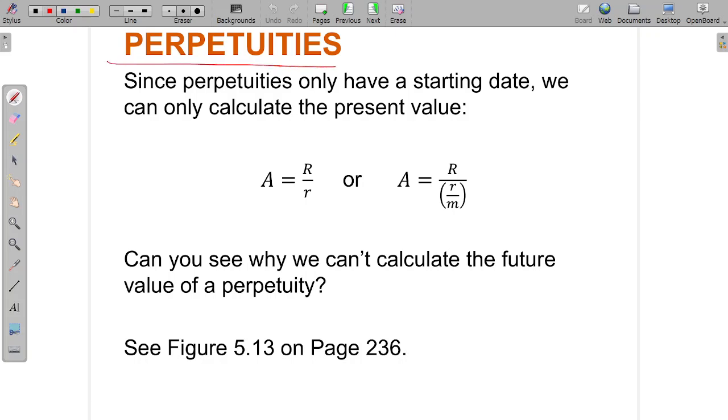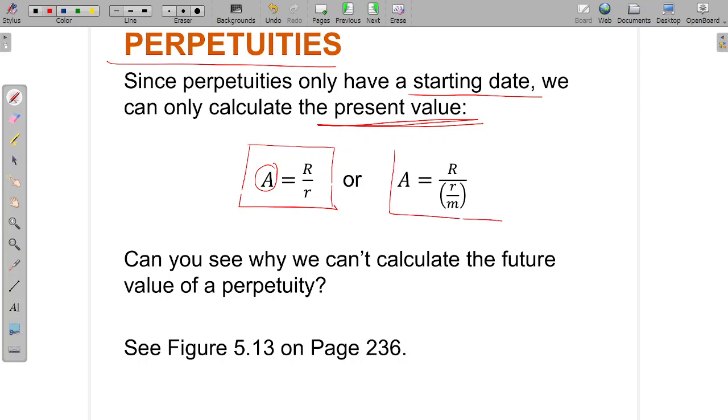So in this perpetuity, we are only talking about the starting time. We don't have the ending time. Because of that, we can only calculate the present value for a perpetuity, and the formula is given as this. To calculate a perpetuity, A equals R, which is the payment, over small r, which is the rate. Don't forget, A is our present value or initial amount. So that is how to calculate perpetuity.